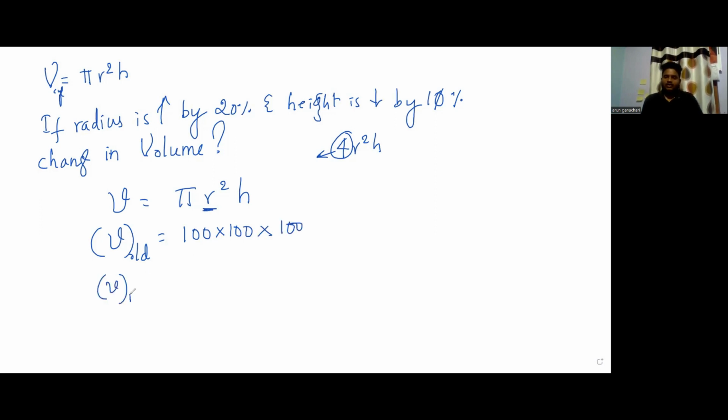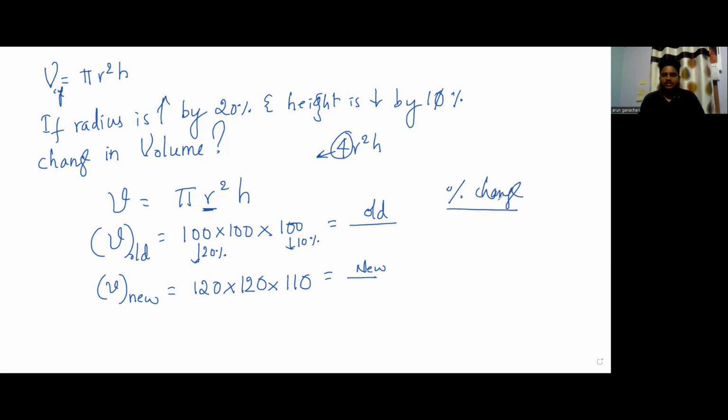Now what will the new become? From 100, the radius is increasing by 20%, so it will become 120. But it is r square, so I have to multiply it again. And the height is decreasing by 10%, so how much will this be? 90. Multiply, and you'll get a value. This is old; multiply the new ones and you'll get the value that is new. From here, can you find the percentage change?